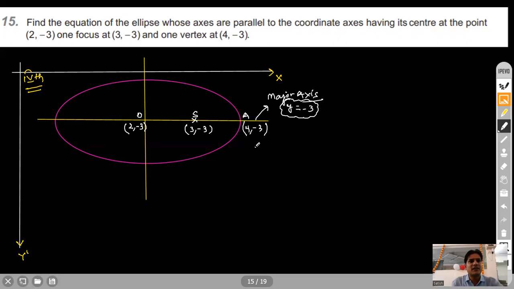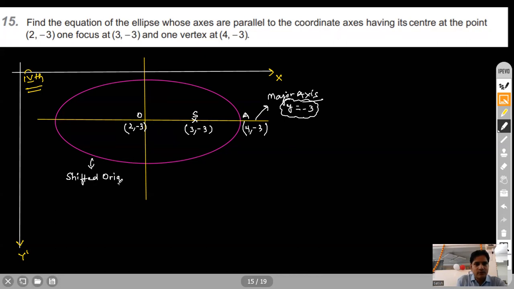Now, what is asked in the question? We have to find the equation of the ellipse. So basically, this will be an ellipse with shifted origin.